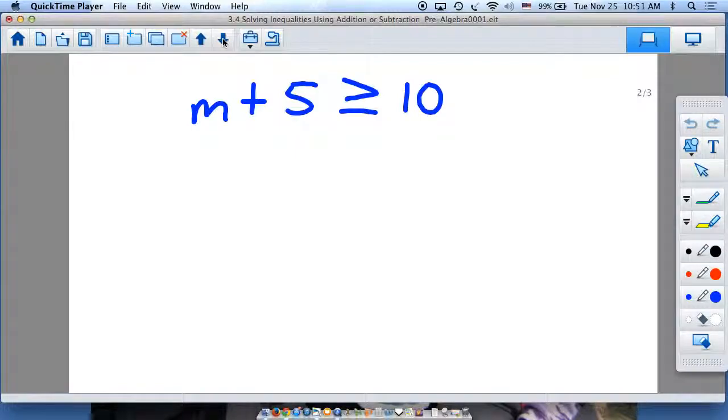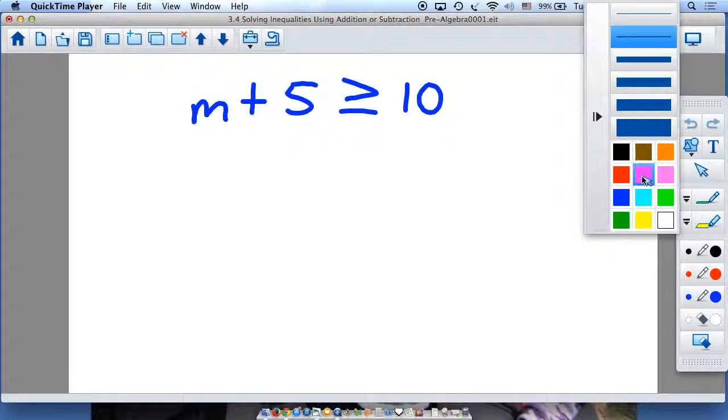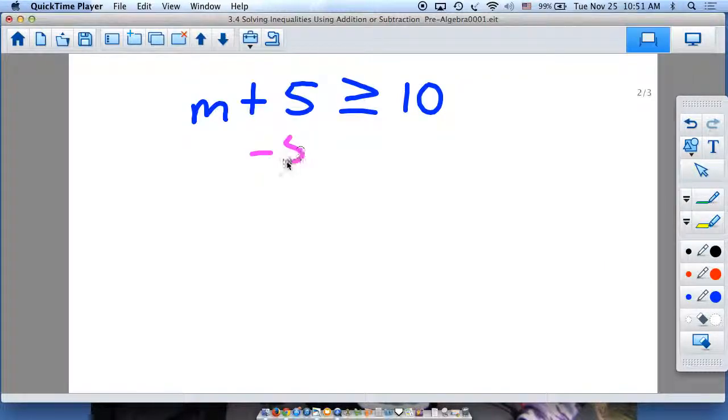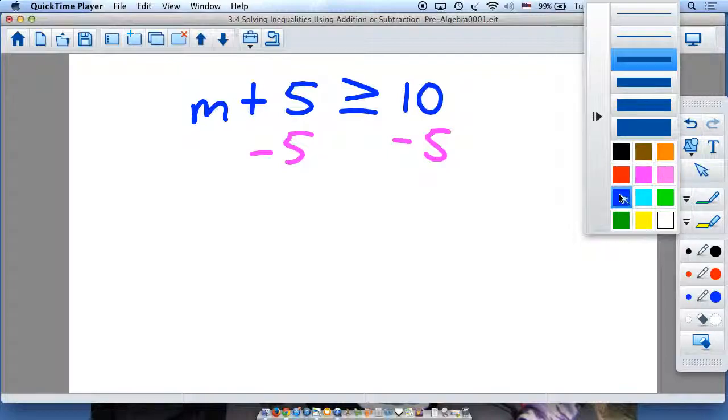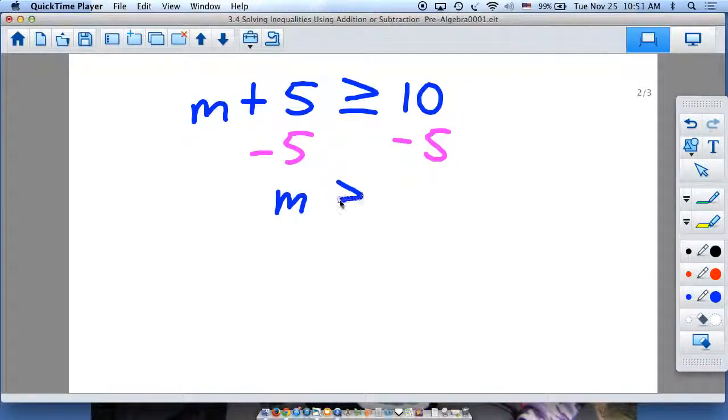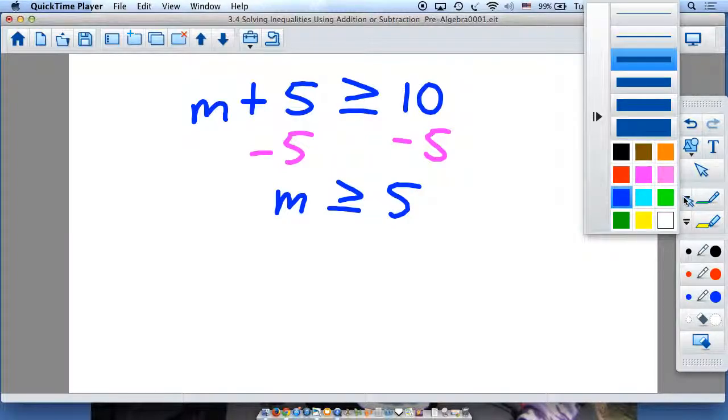Here's one example. So if we have m plus 5 is greater than or equal to 10, we're going to solve this just like we did with equations, where we're going to subtract 5 from both sides of the inequality. Now we're left with m on the left side is greater than or equal to 10 minus 5, and we know 10 minus 5 is 5. Now we must graph this inequality.